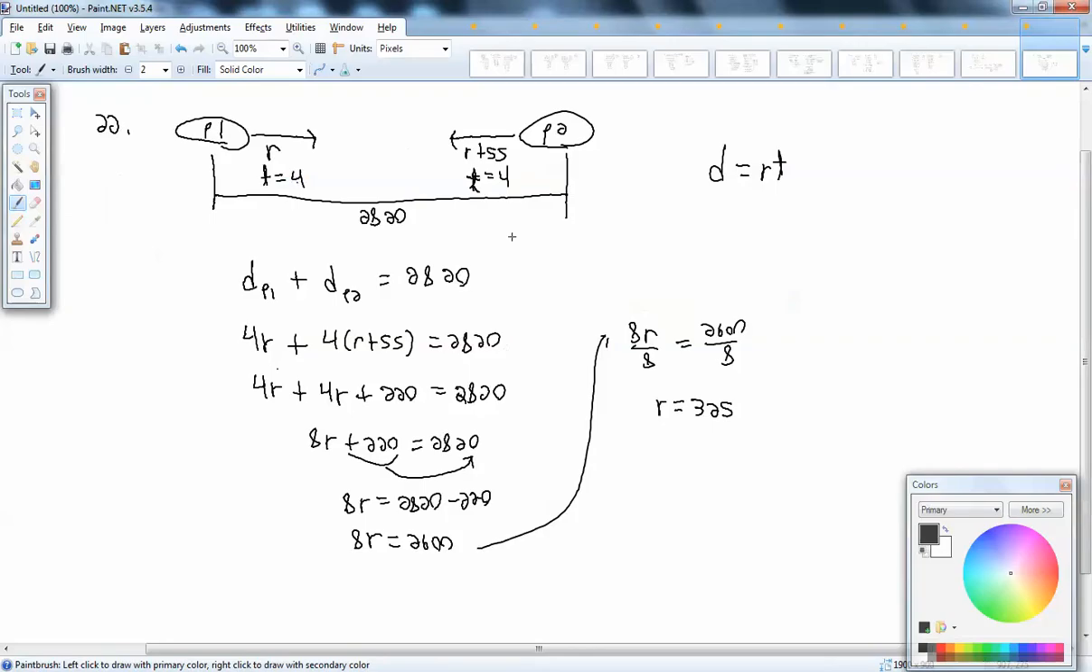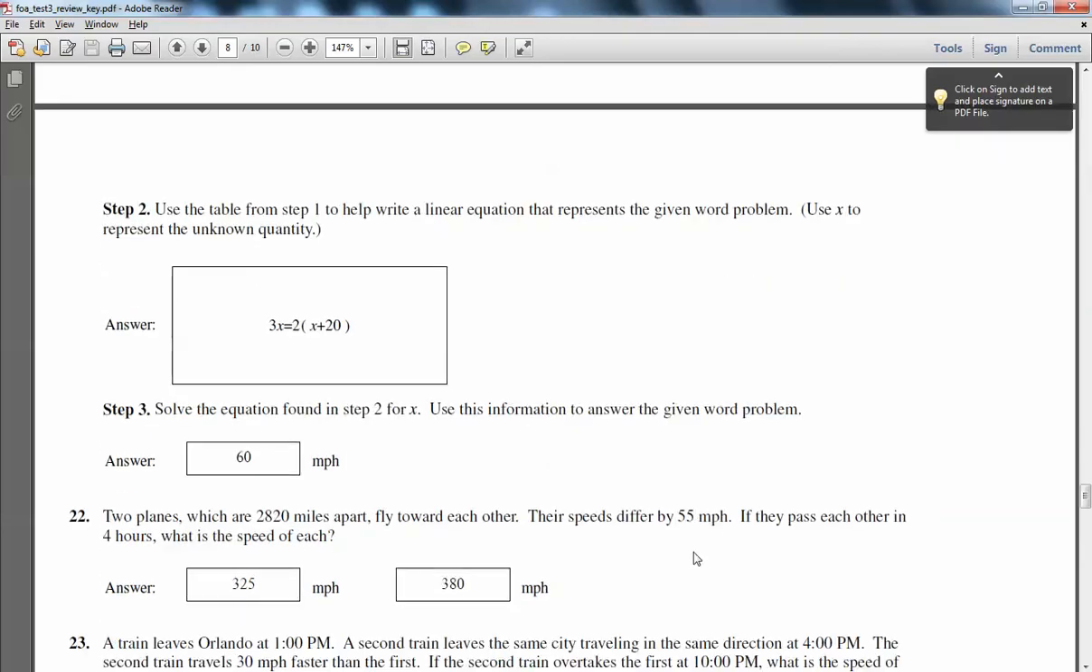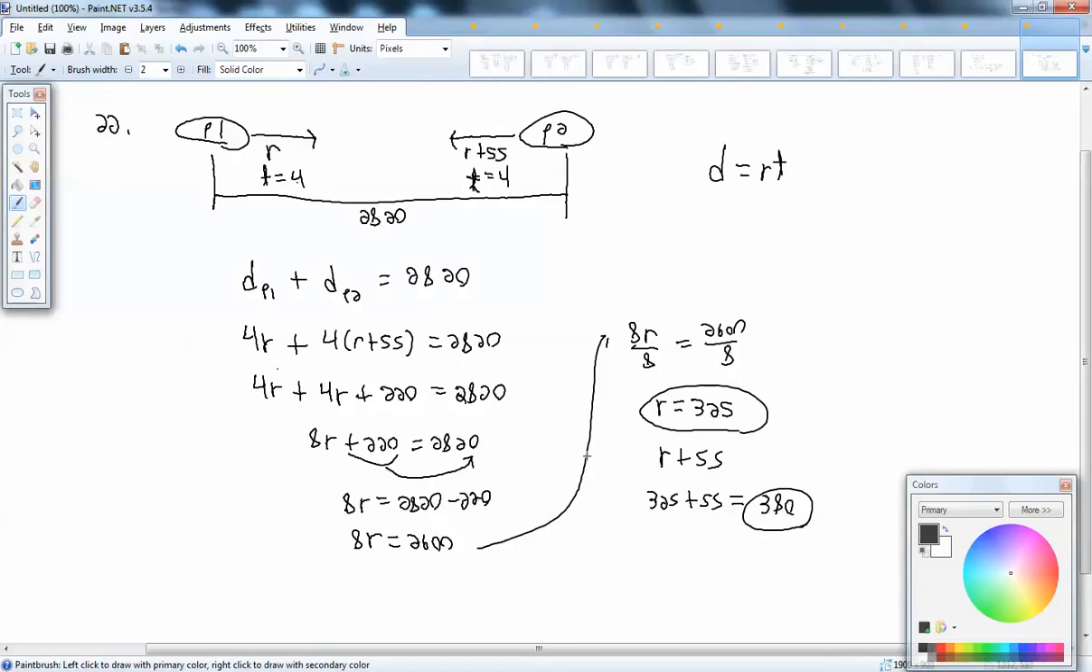Let's see what they're asking for. What is the speed of each? Well, this is the speed of our slower plane. Our faster one is r plus 55. So if we put 325 in for r, plus 55 gives us 380. So the slower plane is 325, faster plane is 380. Okay, so far so good.